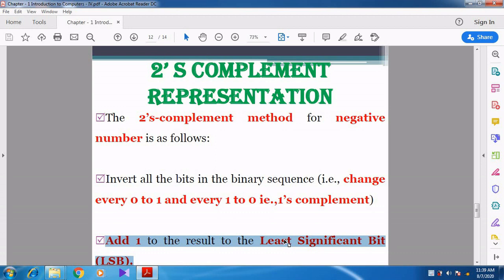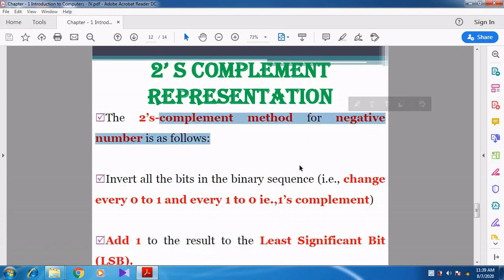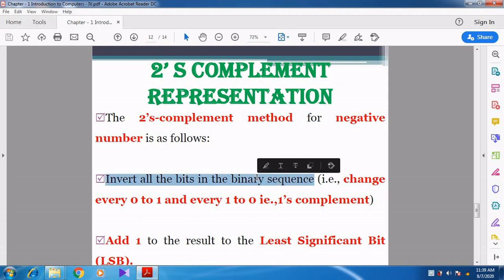Can you understand, students? So what does 2's complement mean? It is used to represent negative numbers. First of all, we want to invert all the binary bits. We do the ones complement process first. After doing the ones complement, we go for 2's complement. So what is meant by ones complement? Ones complement means every 0 should be converted to 1 and every 1 should be converted to 0.